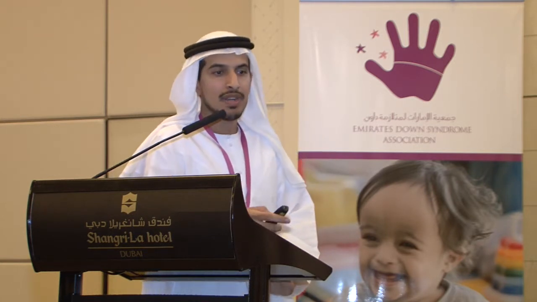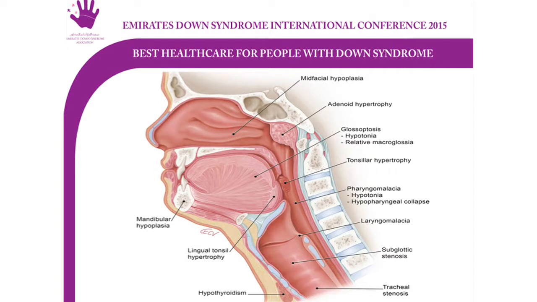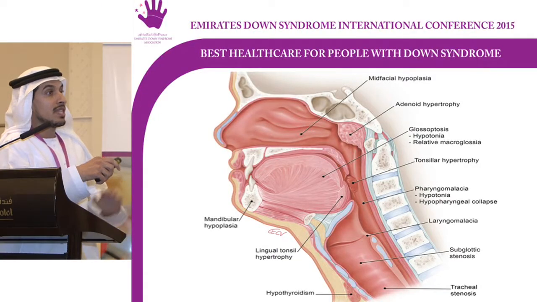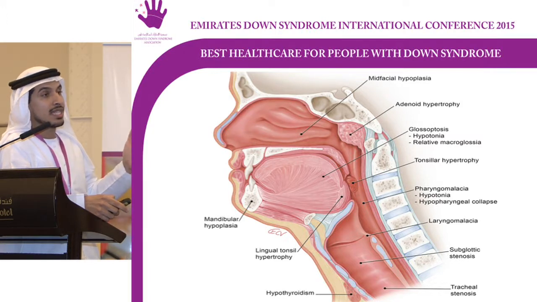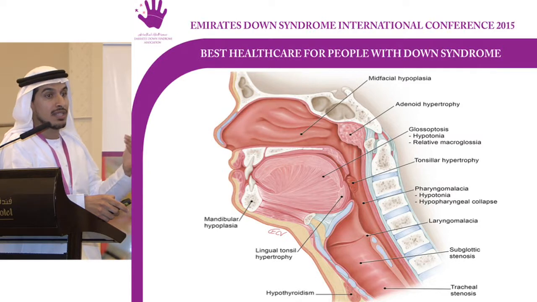Let's look at their upper airway anatomy. What do they have? Mandibular hypoplasia, midfacial hypoplasia, adenoid hypertrophy, which we see in normal kids too, tonsillar hypertrophy, glossoptosis, hypotonia, pharyngomalacia with hypotonia, laryngomalacia, subglottic stenosis, tracheal stenosis, and hypothyroidism. They have all the risk factors, more than many things that would increase the chance. That's why we see almost 90% of adults with Down syndrome have obstructive sleep apnea.